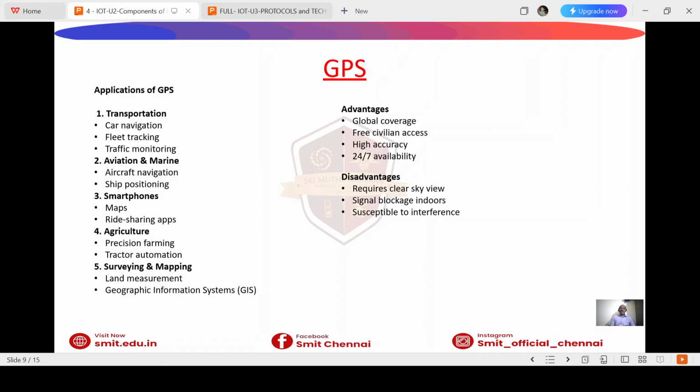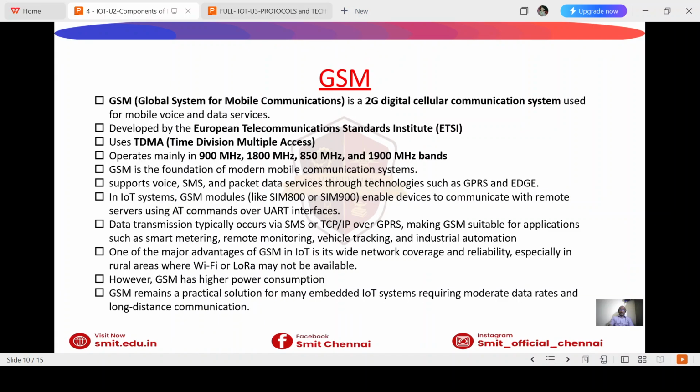The advantages are global coverage, free civilian access, it's free of cost, high accuracy, and availability 24/7. The main disadvantage is that it requires a clear sky view. Signal blockage sometimes happens indoors, in basement areas, and it is susceptible to interference. Some disturbance may happen. So this is all about GPS systems.